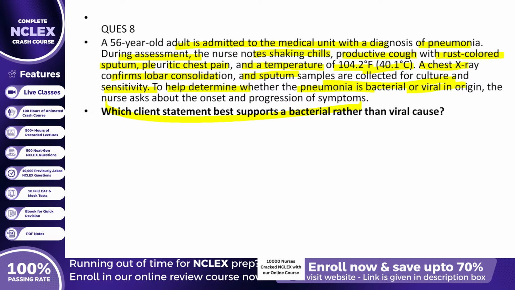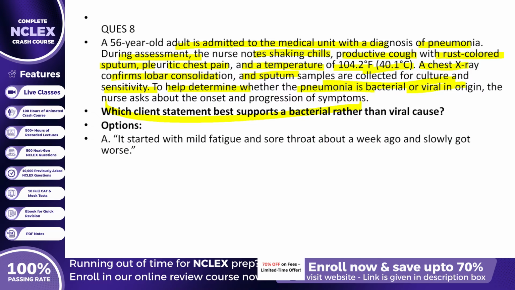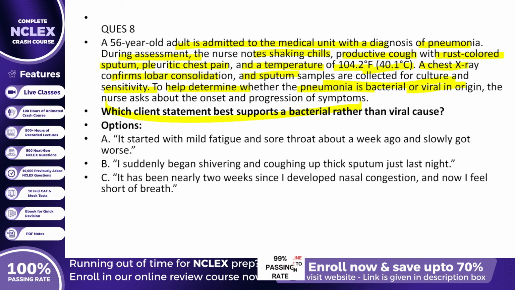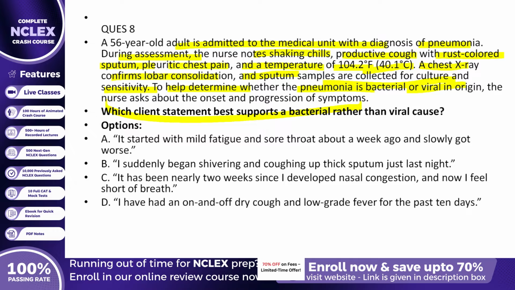Here are the options. Option A, it started with mild fatigue and sore throat about a week ago and slowly got worse. Option B, I suddenly began shivering and coughing up thick sputum just last night. Option C, it has been nearly 2 weeks since I developed nasal congestion and now I feel short of breath. Option D, I have had an on and off dry cough and low-grade fever for the past 10 days. The correct answer is option B, I suddenly began shivering and coughing up thick sputum just last night.